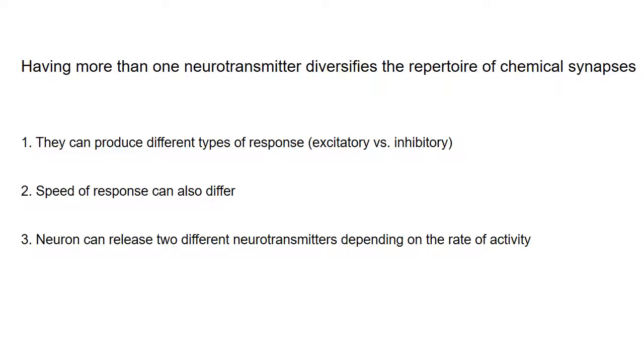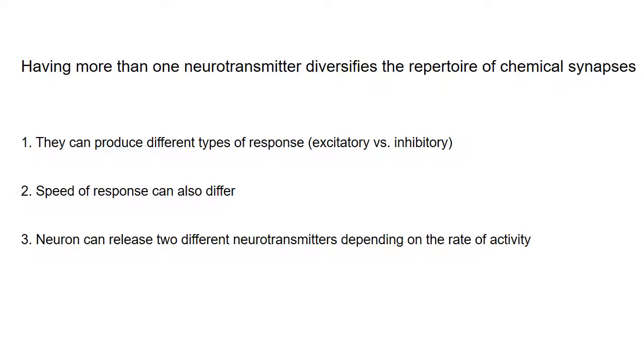Another very interesting characteristic is that the speed of postsynaptic responses produced by different neurotransmitters actually can differ. For example, the smaller ones such as glutamate and GABA usually mediate those rapid synaptic changes. On the other hand, neuropeptides usually mediate much slower synaptic responses. So therefore, you can control synaptic activity over different times.